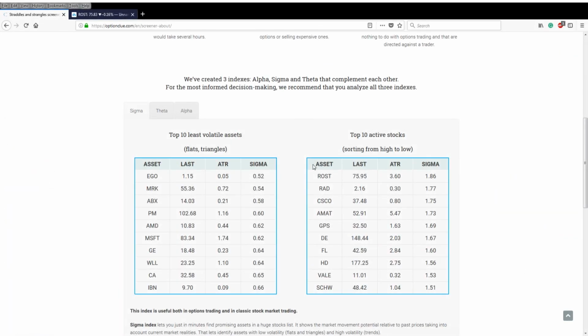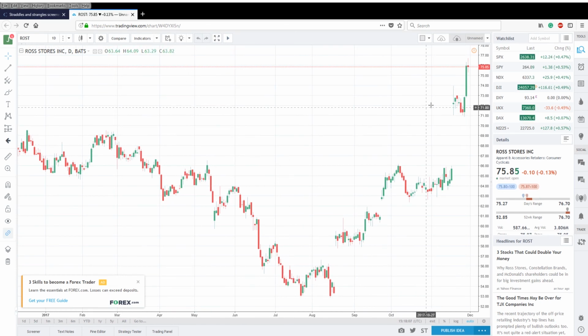Now let's analyze shares from the table on the right. This table represents the top 10 active stocks. Let's take, for example, an asset with an ROST ticker with a sigma value of 1.86 and see what's going on in the market on the daily time frame. As we can see, the current price is $75.85. A few days ago, the market broke through the resistance level with this huge candle, and the market is in a strong bull trend now. Another correction came to an end, which caused a new support level formation.